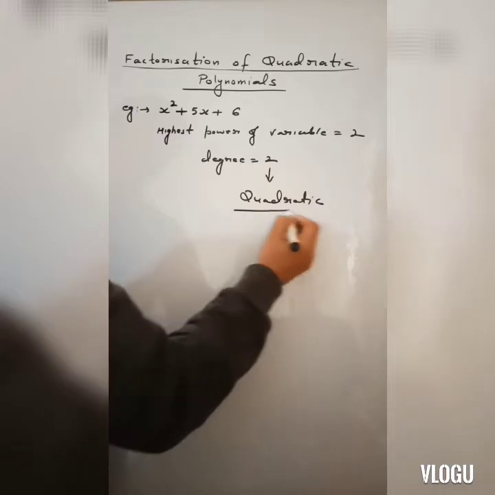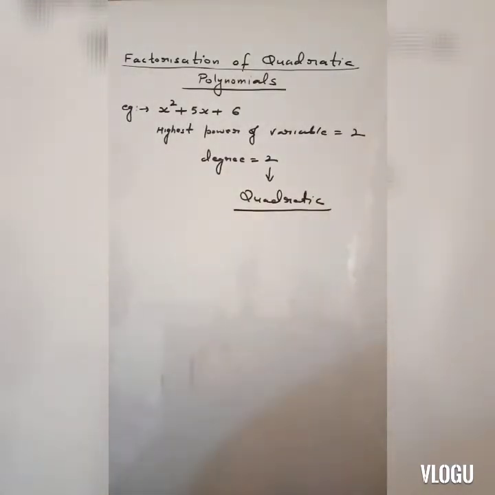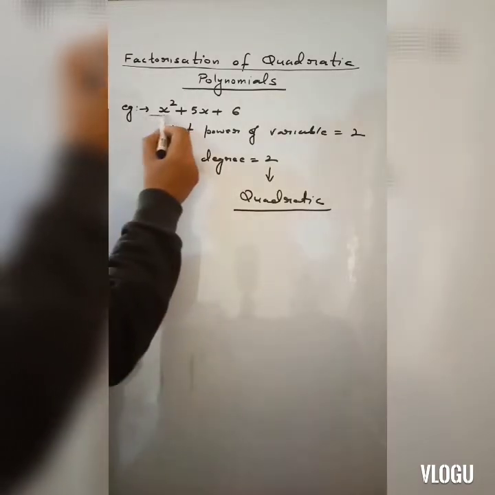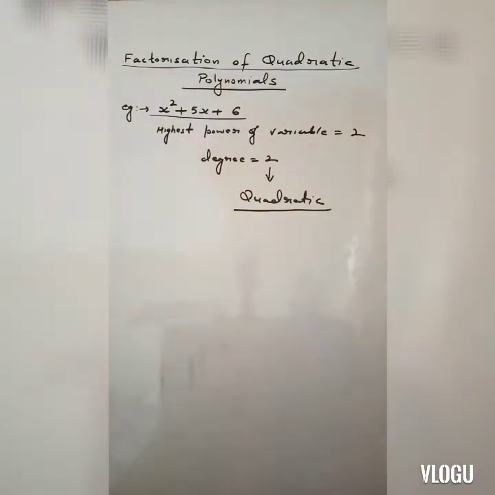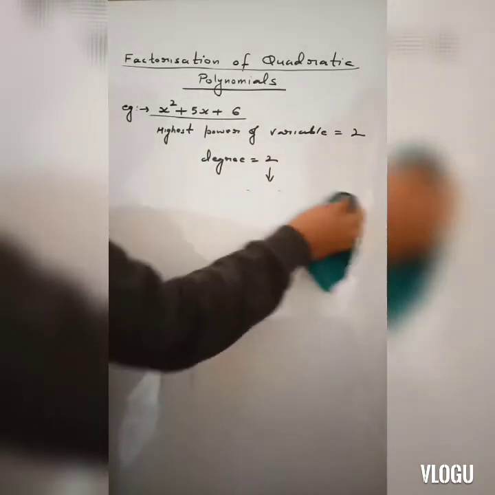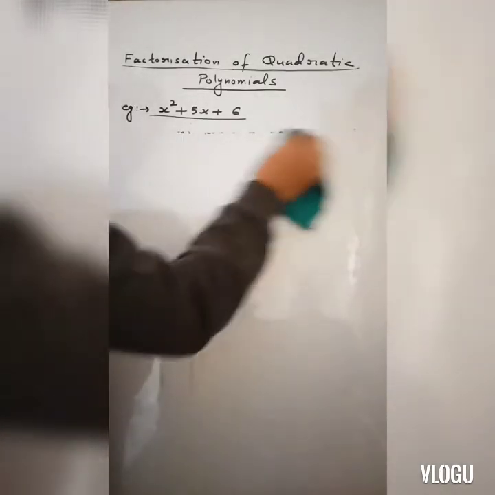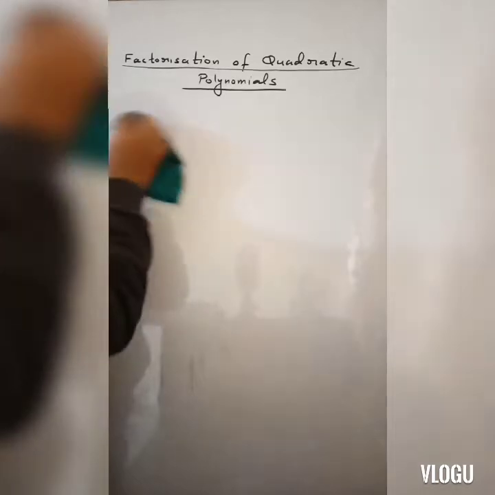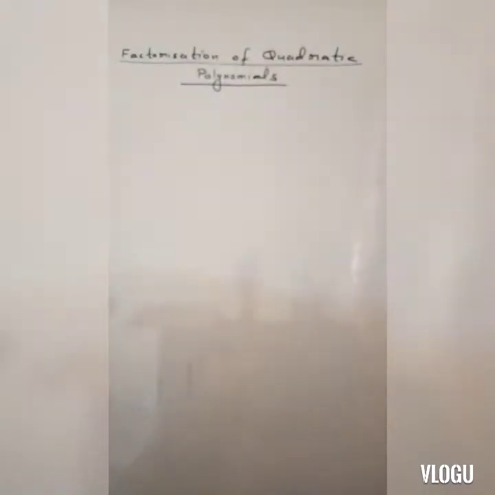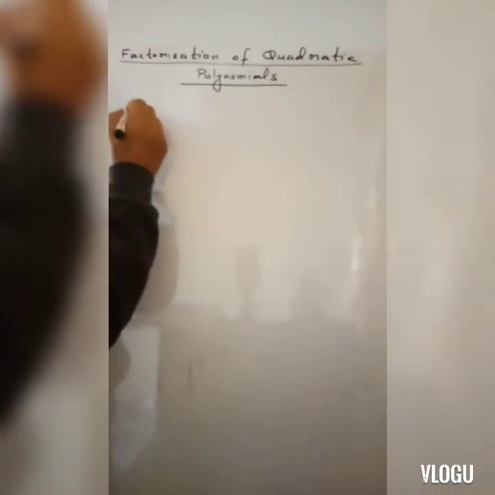So first of all you have to understand the meaning of a quadratic polynomial: the polynomial whose degree is 2, degree meaning the highest power of the variable, is called a quadratic polynomial, right? Now see in standard form how we can write this quadratic polynomial. This is very important because whenever we have to factorize a quadratic polynomial, we have to see that first it should be in standard form.